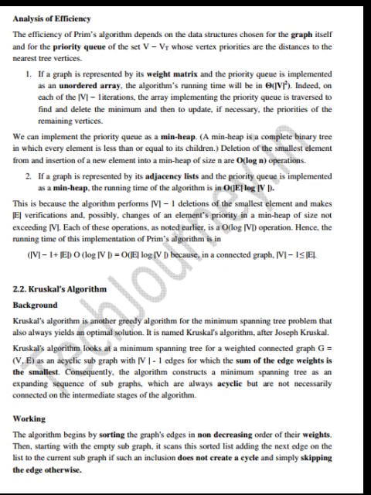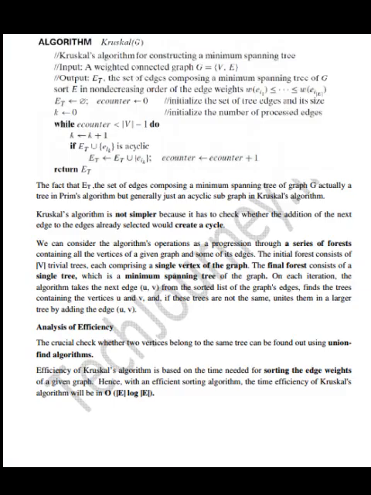Now let us see the working. The algorithm begins by sorting the graph's edges in non-decreasing order of their weights. Then, starting with the empty subgraph, it scans this sorted list, adding the next edge on the list to the current subgraph if such an inclusion does not create a cycle, and simply skipping the edge otherwise. Now see the algorithm Kruskal of G.